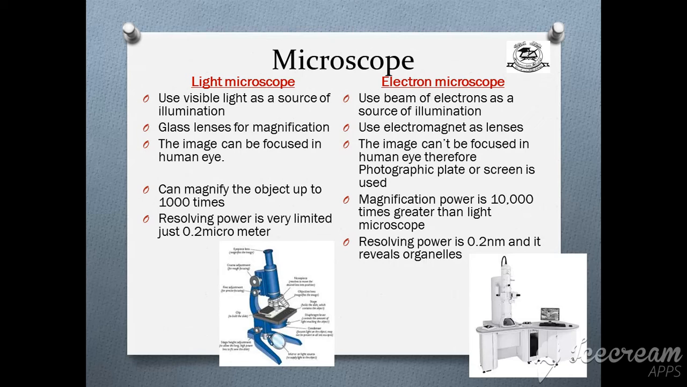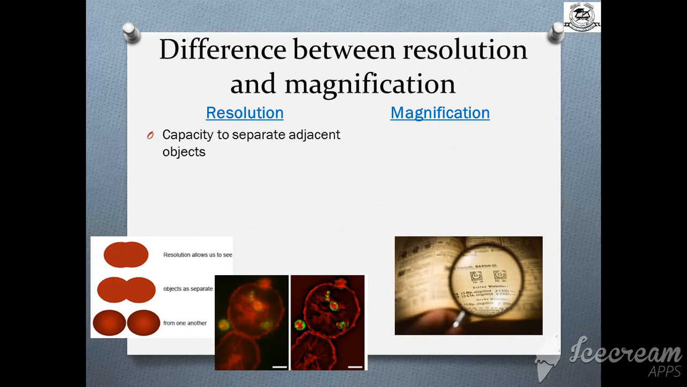Now there are two words, magnification and resolution. We must clear the meanings. So what is the difference between resolution and magnification? You can see these two red pictures, capacity to separate adjacent objects. All right, this is called resolution. Or you can say the clarity of the image, how clear the image is. What is magnification? It is basically increasing the size of the object. A small size will look bigger.